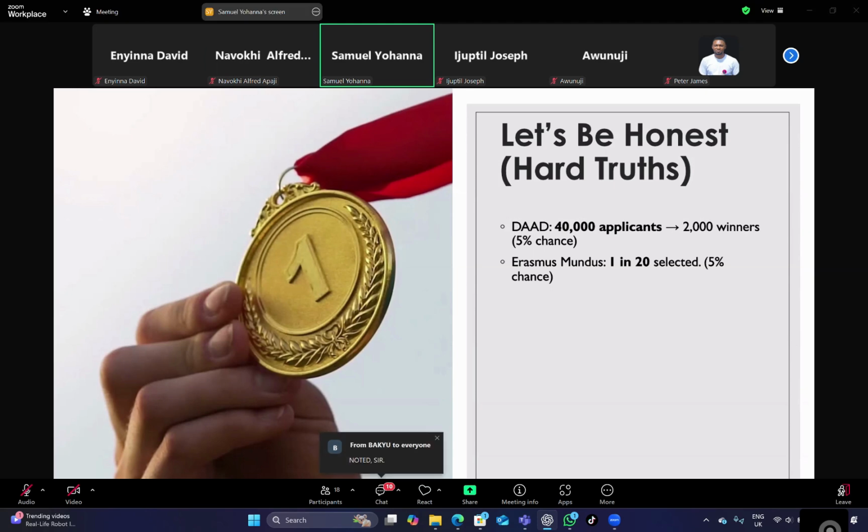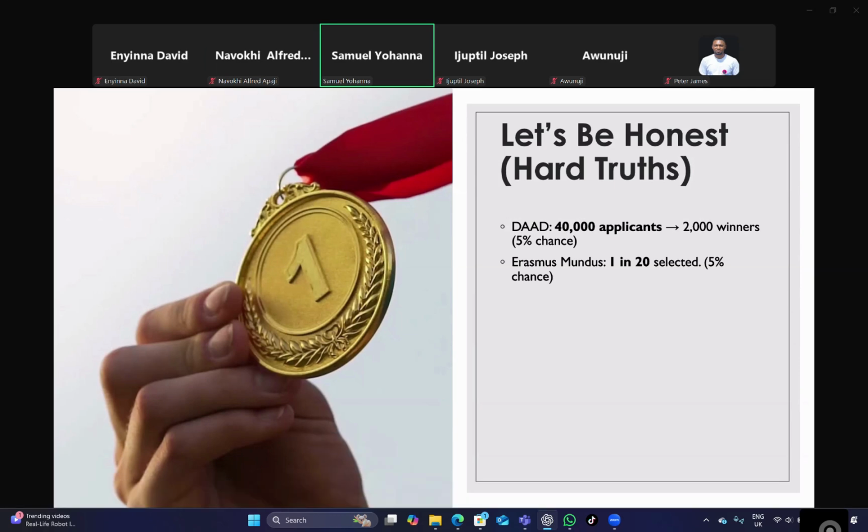You have the Erasmus Mundus, where they only need maybe 20 people, and you see 400 people apply in just one course. And so you have also more like 5% if we're to bring statistics into the whole issue. The Chevening, which is very, very crazy. A lot of people apply, and you just have 1.5% chance of getting selected.